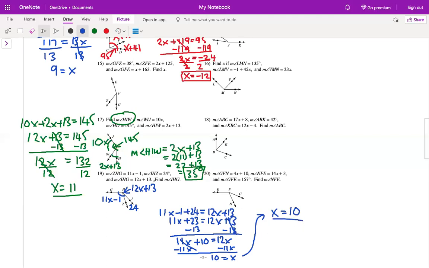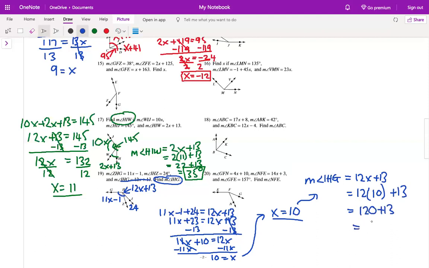But we actually have to find the measure of angle IHG, which, it said in the question, is 12x plus 13. We know that x is 10, so we can substitute 10 in here for x. So 12 times 10 is 120 plus 13, which gives us 133 degrees. And there's your answer. Hopefully, if you were trying it by yourself, that's what you got. Okay, and that is it for the angle addition postulate for now. So have fun practicing.